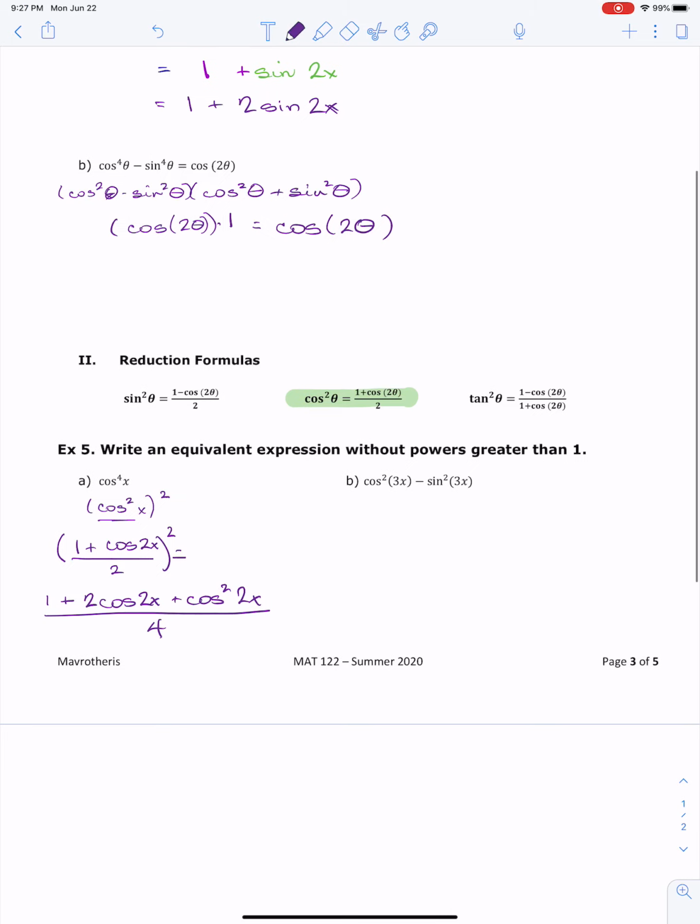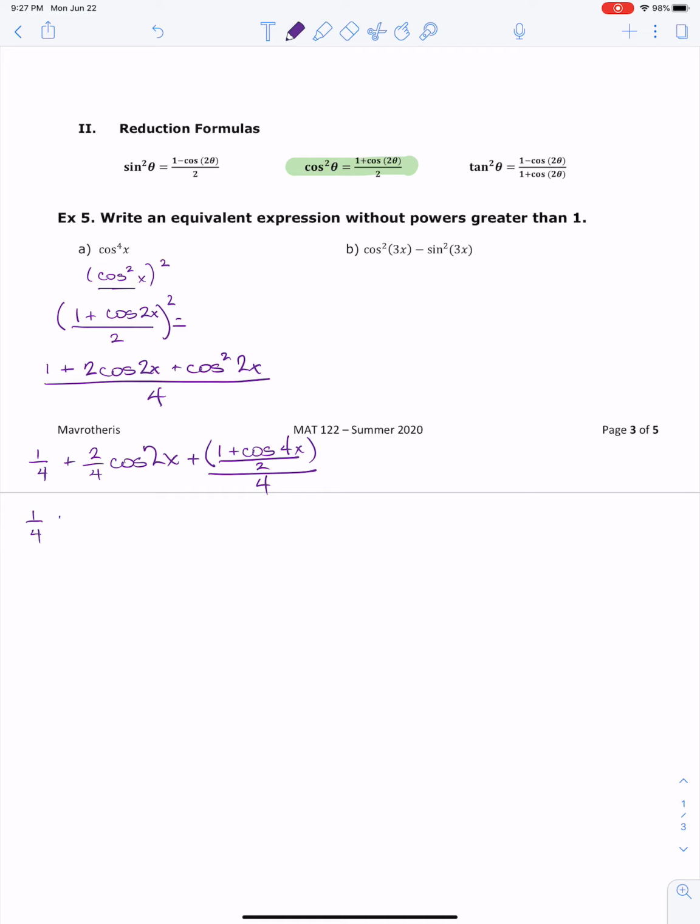And so the first part we're golden on, this is 1/4 plus 2/4 cosine 2x. Neither of those have a power bigger than 1, so that's good. But I have this cosine squared 2x, and so I'm going to use that reduction formula again. I'm going to write cosine squared 2x as 1 plus cosine of 2 times 2x, so that's going to be a 4x, all over 2. It's still all over 4 from before.